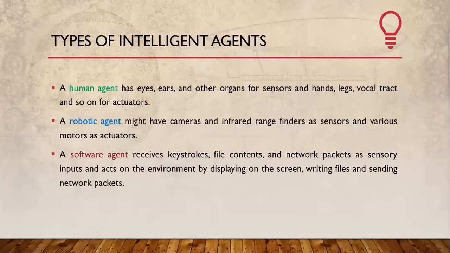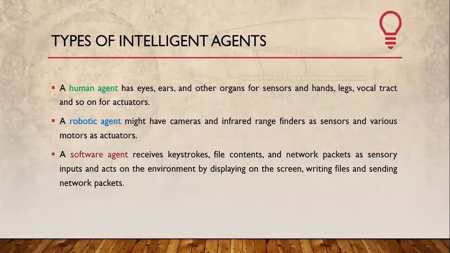So that was the types of intelligent agents. The brief categories are human agent, robotic agent, and software agent. Why am I saying brief categories? Because for the robotic agent, there could be multiple different scenarios in which it would be created, and in all these scenarios there could be a variety of sensors and a variety of actuators, and the same will be the case with the software agent.